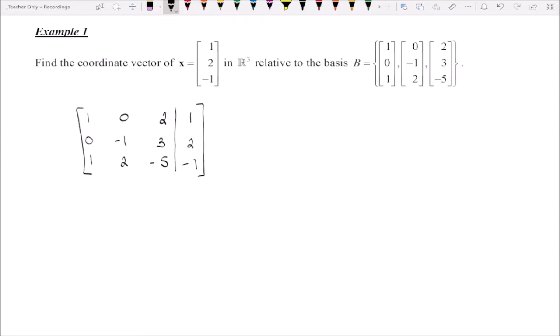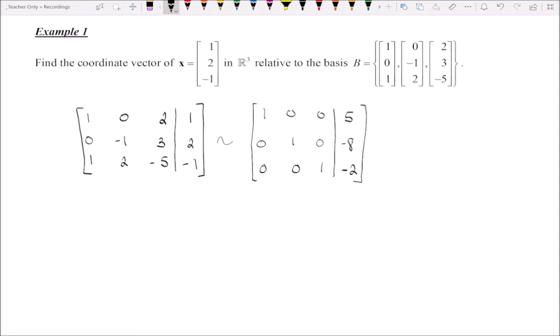Remember, each column in the matrix represents a vector. And since it's ordered, now it does matter. The first column will be the first vector in the basis, the second column will be the second vector, and so forth. And it augments with the vector for which we're trying to find the coordinates. Row reducing will give us this matrix.